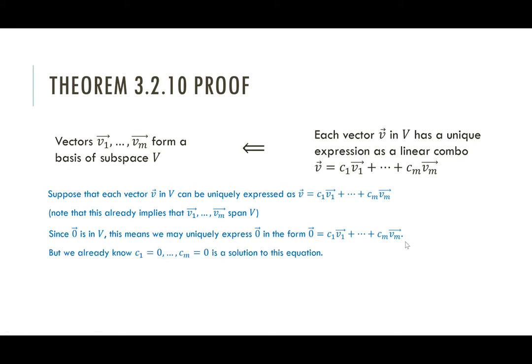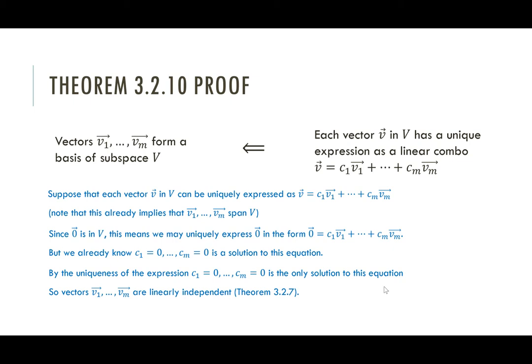But we already know that if we chose all the coefficients, C1 through Cm, to be 0, then that is a solution to this equation. But by the uniqueness of this expression, C1 equaling 0 all the way up to Cm equaling 0 has got to be the only solution to that equation. And so, by our theorem 3.2.7, this means that these vectors are, in fact, linearly independent as desired.